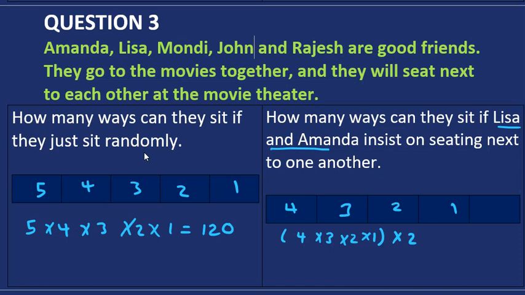If we work that out, 4 times 3 is 12, and 12 times 2 is 24, and 24 times 1 is still 24, and of course 24 times 2 will give us 48. So there are 48 ways in which they could sit if Lisa and Amanda insist on sitting together. Let's go to the last question now.